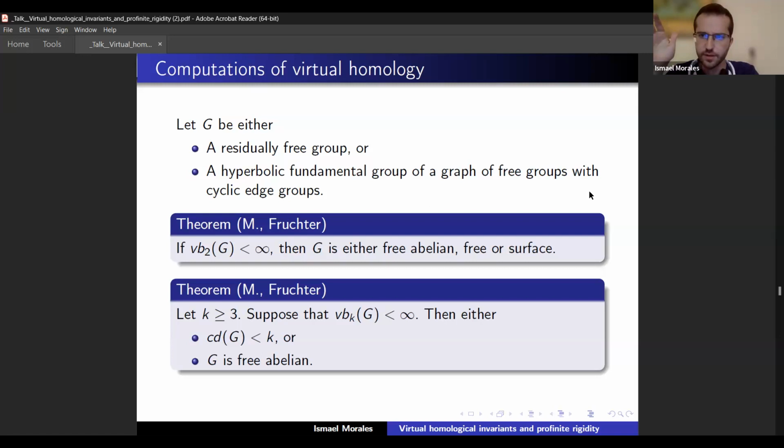One way to read this theorem is that if you have a homological dimension k, you will have a flat of dimension k. But in fact, if you're not abelian, you will have many of those flats, which blow up the virtual homology in that dimension, basically.